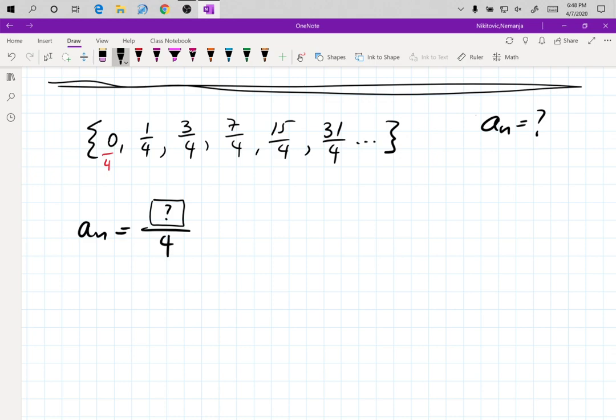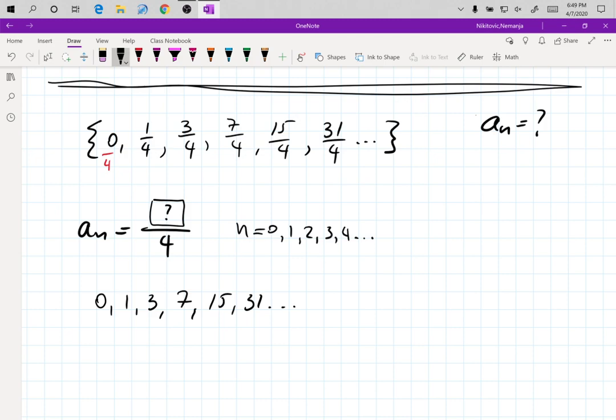And I also want to start my n at 0 and go 1, 2, 3. Right? So I have to figure out what goes in that question mark box. So that's where we start. We start by writing what is obvious. And now we have an issue dealing with 0, 1, 3, 7, 15, 31, right?